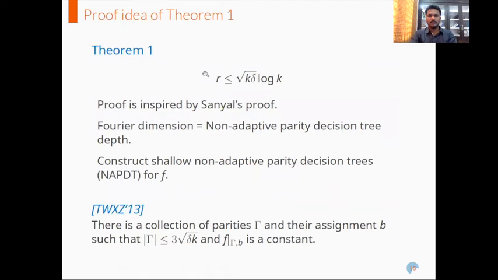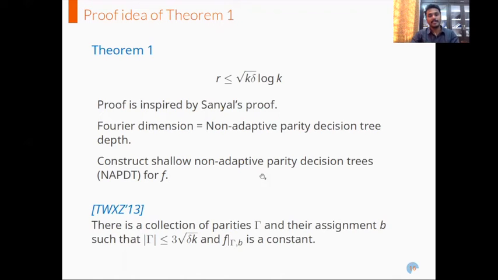Now let's get into some of the proof ideas of one of our theorems. Theorem 1 states that R is less than square root k delta log k. The proof of this theorem is inspired by Sanyal's proof. It begins with the observation that Fourier dimension is nothing but the non-adaptive parity decision tree depth. So in order to show upper bounds on Fourier dimension, it's enough to construct shallow non-adaptive parity decision trees for F. That's what we do.